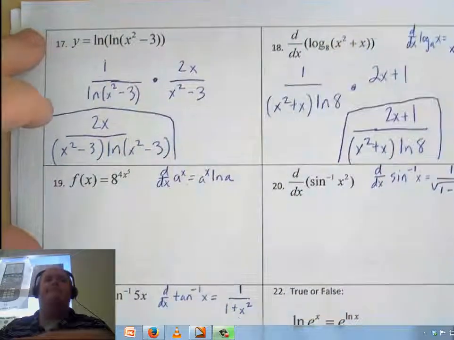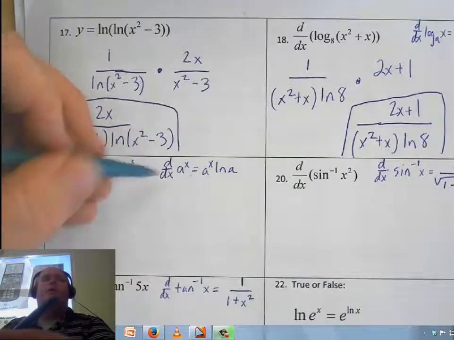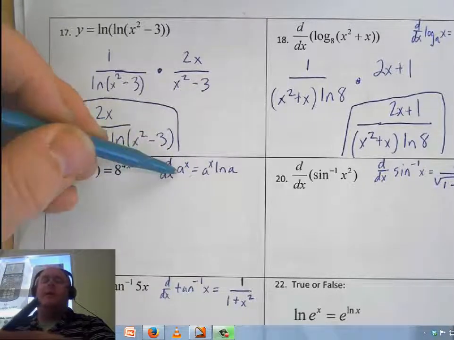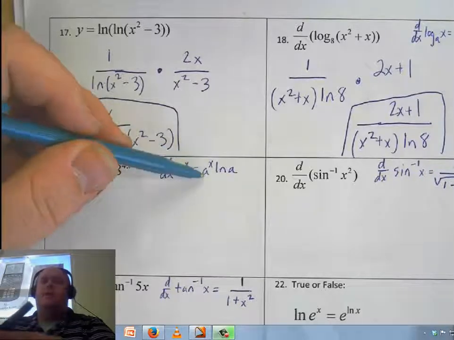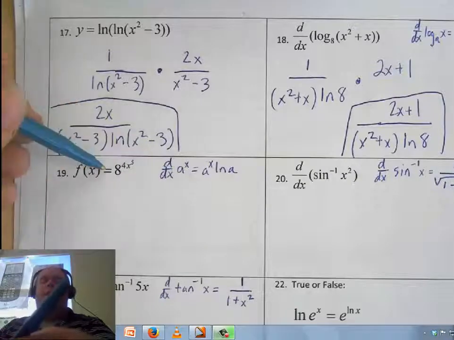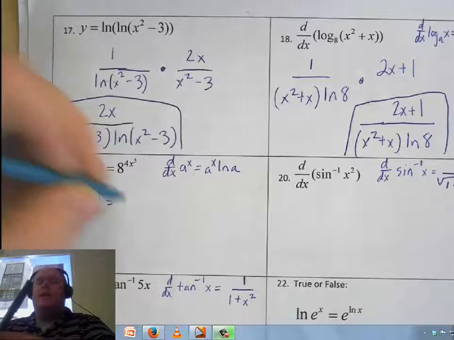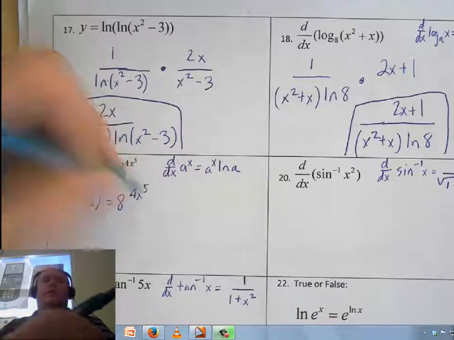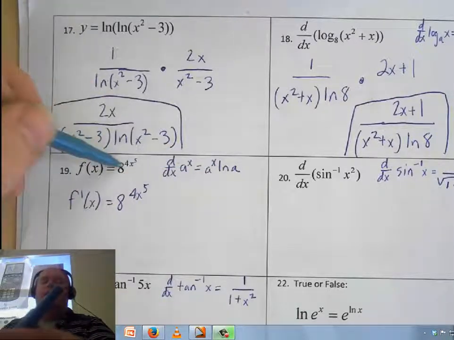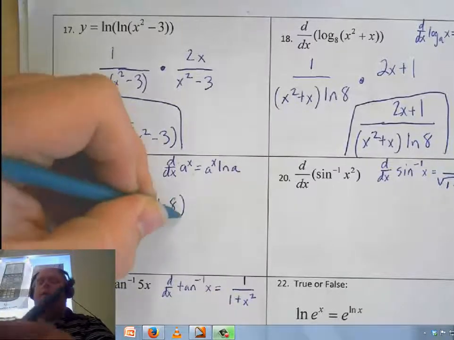Number 19. We have f of x equals 8 to the 4x to the 5th power. So our parent function derivative is the derivative with respect to x of a to the x is a to the x, so notice that part stays the same, times the natural log of a, which is the base of the exponent. So if I do that here, we're going to get f prime of x equals 8 to the 4x to the 5th, which means a to the x stayed the same. Natural log of a, well, in this case, 8 is the base, so times natural log of 8.